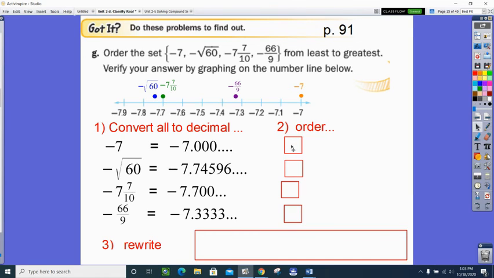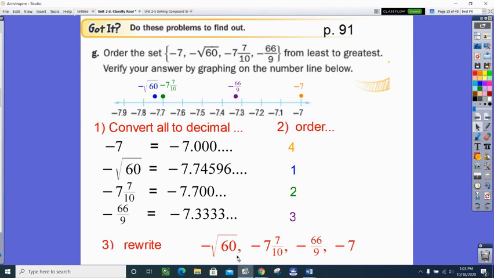So if we were going to order these guys, the first one should be that negative square root of 60, then the negative 7 and 7/10, then the negative 66 divided by 9, and then the negative 7. And we write them in the original forms they were given. So just be careful. I wanted to do a negative one to remind you that the negatives go in the opposite direction.